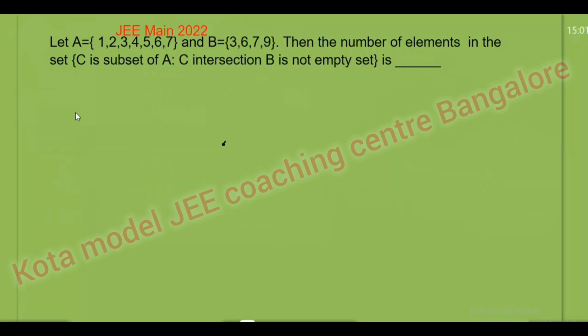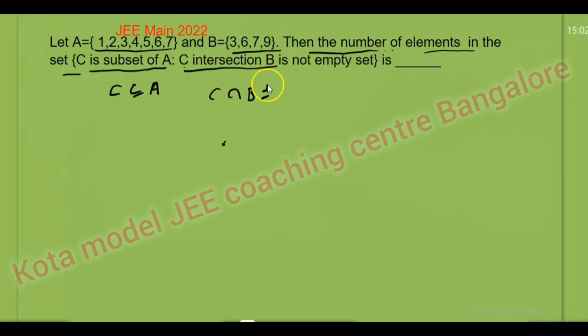Now move to the next question. Let A be a set containing 7 elements, and in the set B, 4 elements are there. Then find the number of sets C such that C is a subset of A, and C intersection B is not an empty set. That is, C intersection B is not equal to the null set. In that way, we build the collection of sets C.